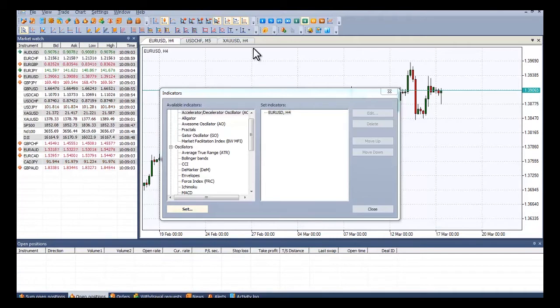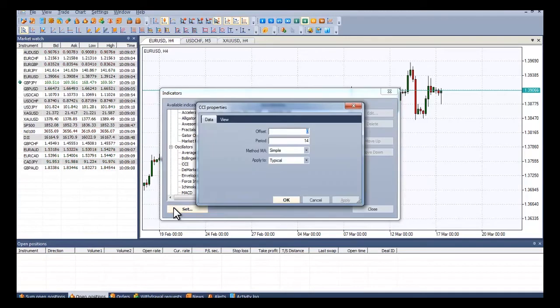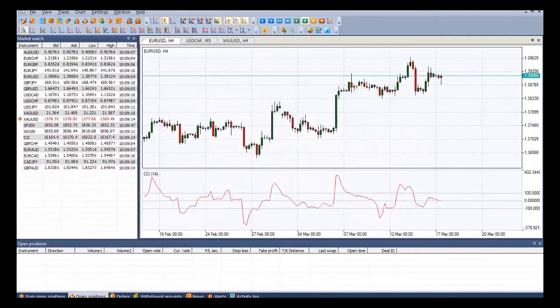Next, we have the Commodity Channel Index, or more commonly referred to as the CCI. Select it, click Set, OK, and there we go. The Commodity Channel Index is an indicator by Donald Lambert. Despite the original purpose to identify new trends, it is nowadays widely used as a measure for the current price levels in relation to the average.